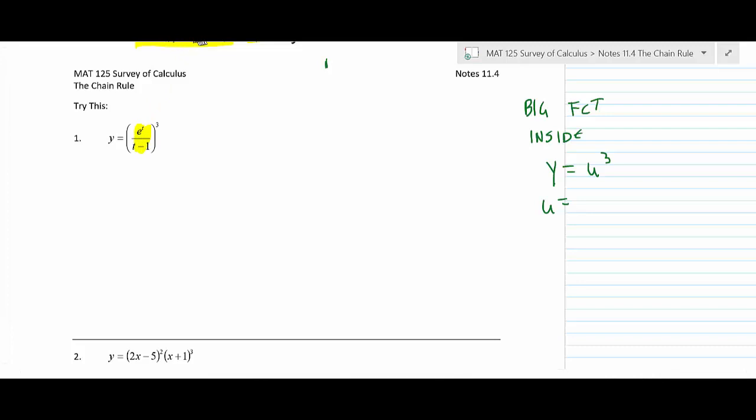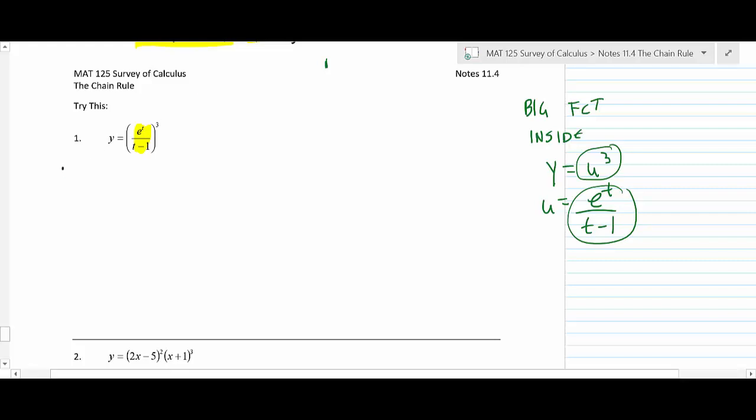Now, you don't have to write down the y and u part, but it's good to think of it that way, because what the chain rule is basically going to tell you to do is take the derivative of that first, and then multiply it by the derivative of that inside part. So how do you take the derivative of u to the third? It's 3u to the second. So we start that way.